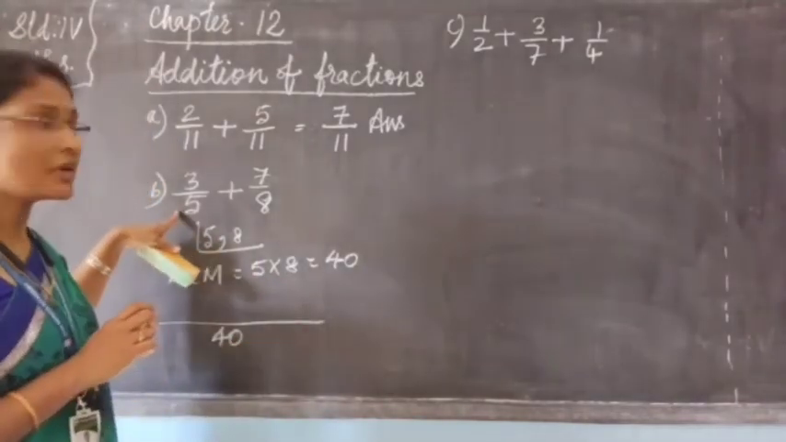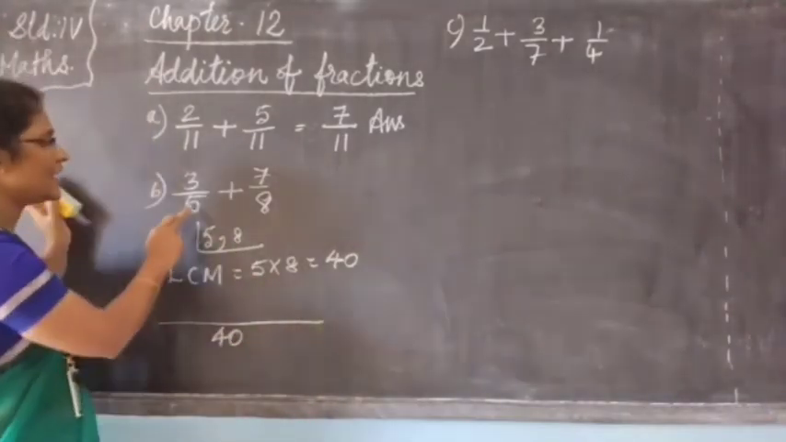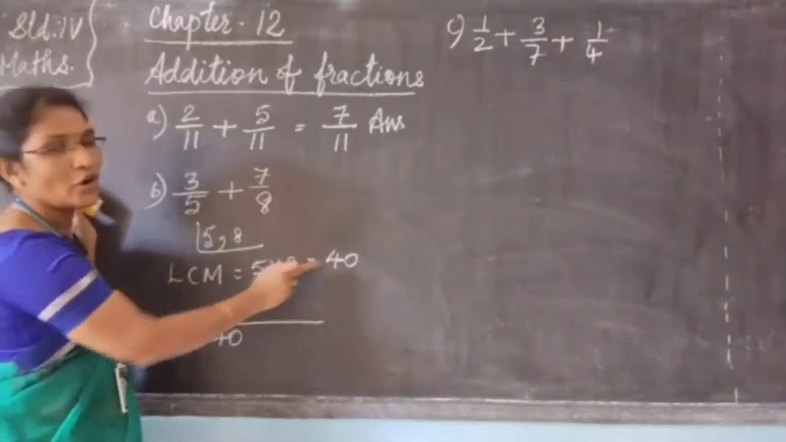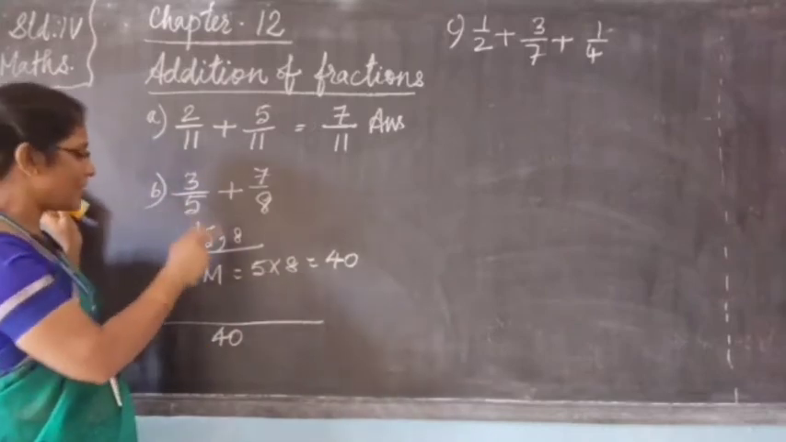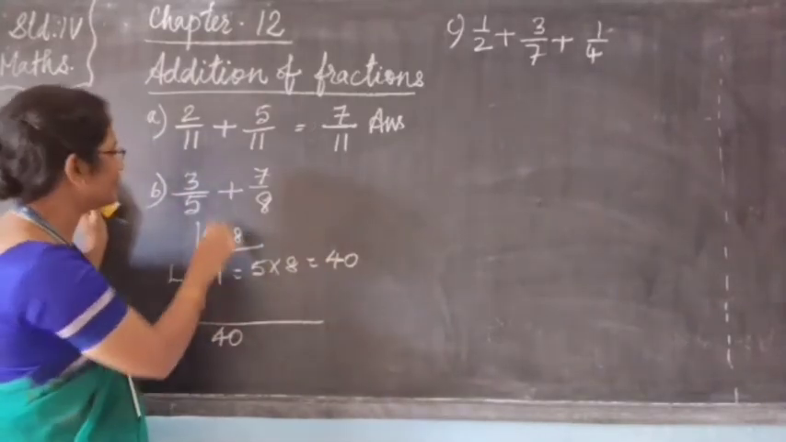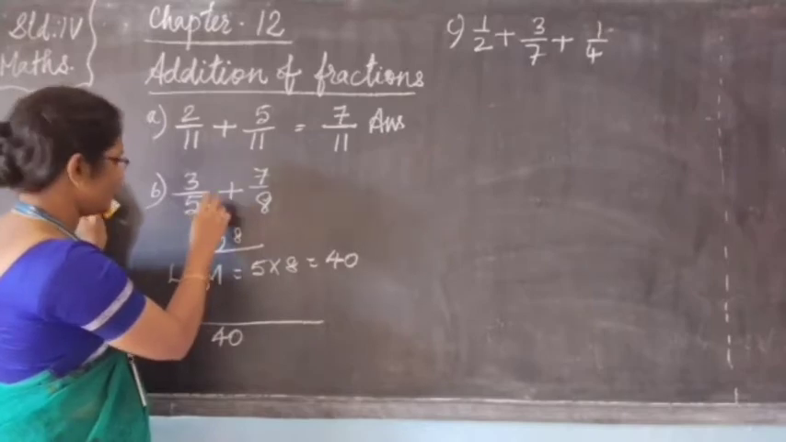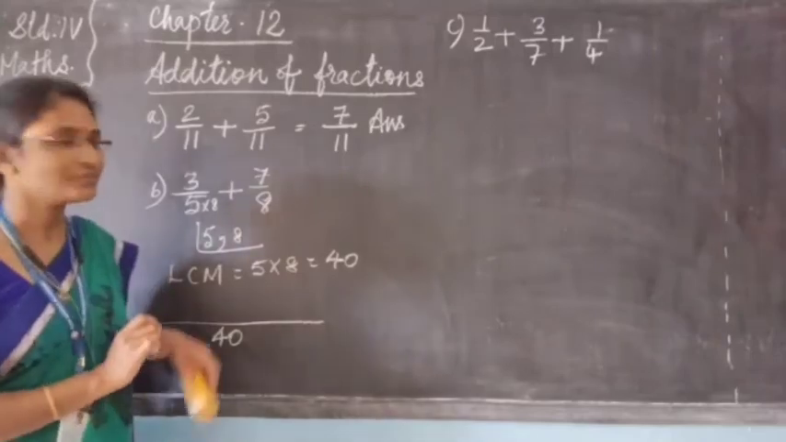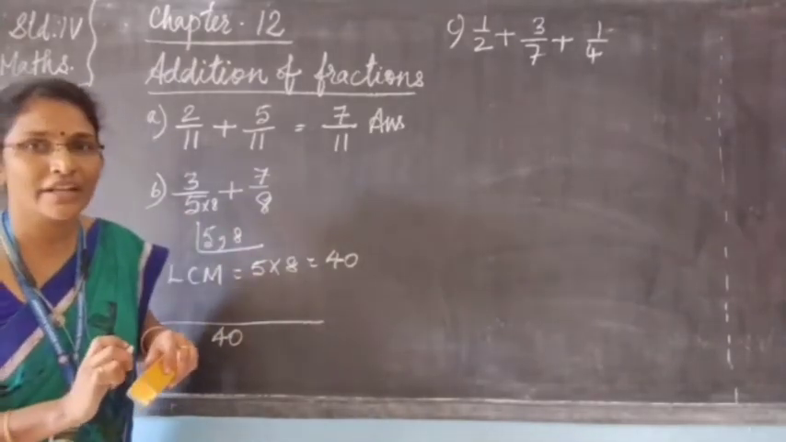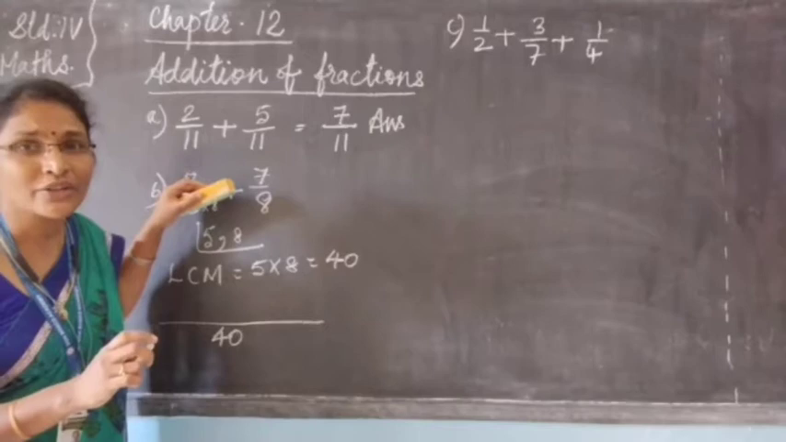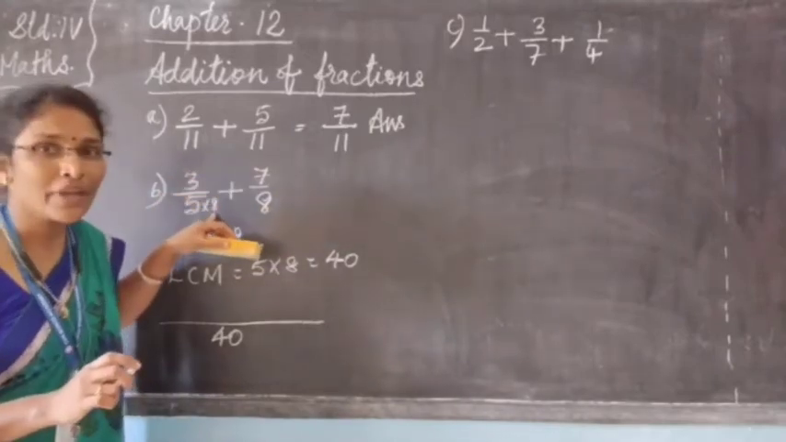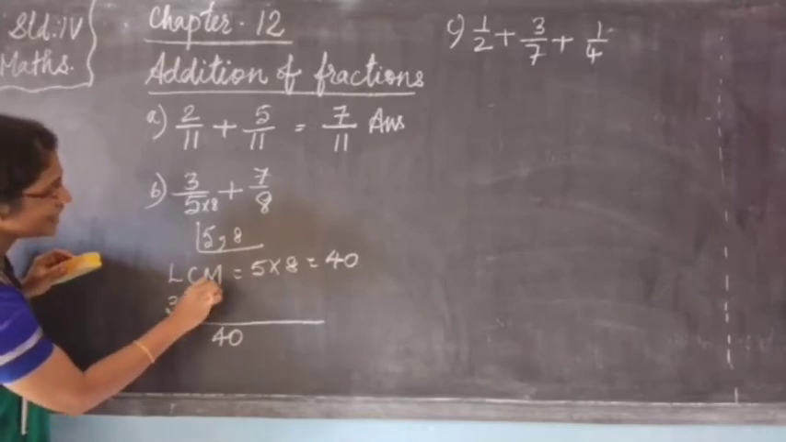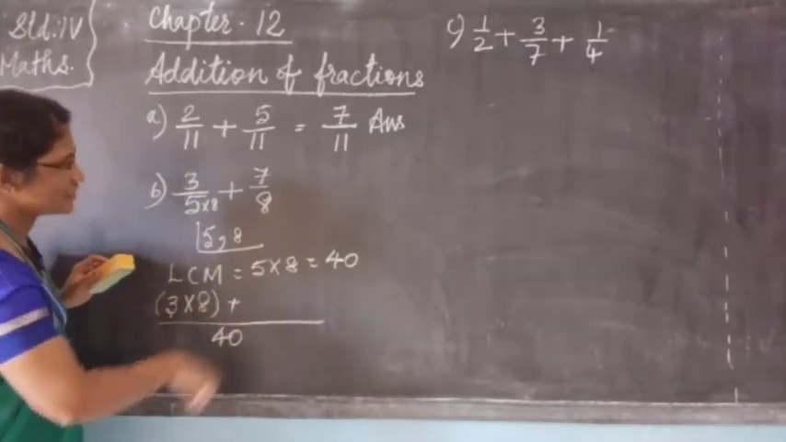Now, what do we have to do for the numerator? First we have to see what is multiplied with 5 to make it 40. Okay? What should be multiplied with 5 to make it 40? 5 8s are 40. We have to multiply the numerator also with the same 8. 3 multiplied by 8.